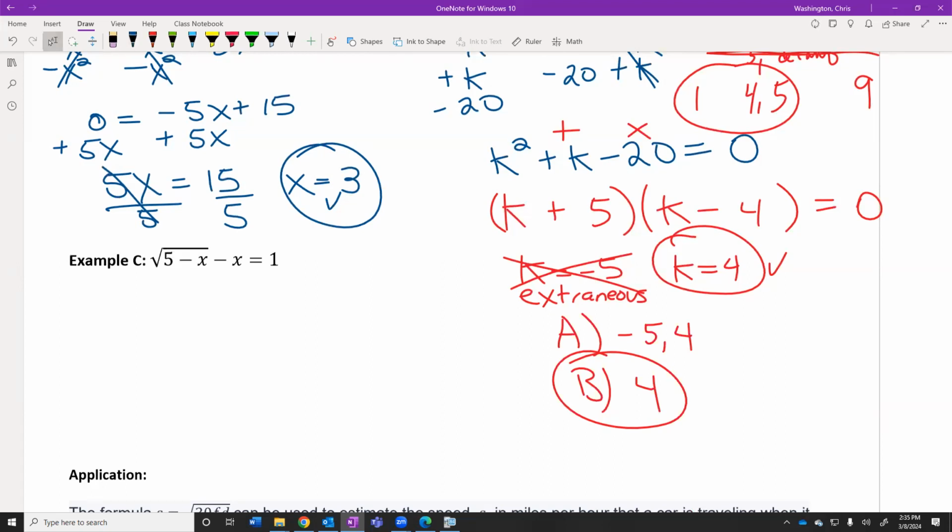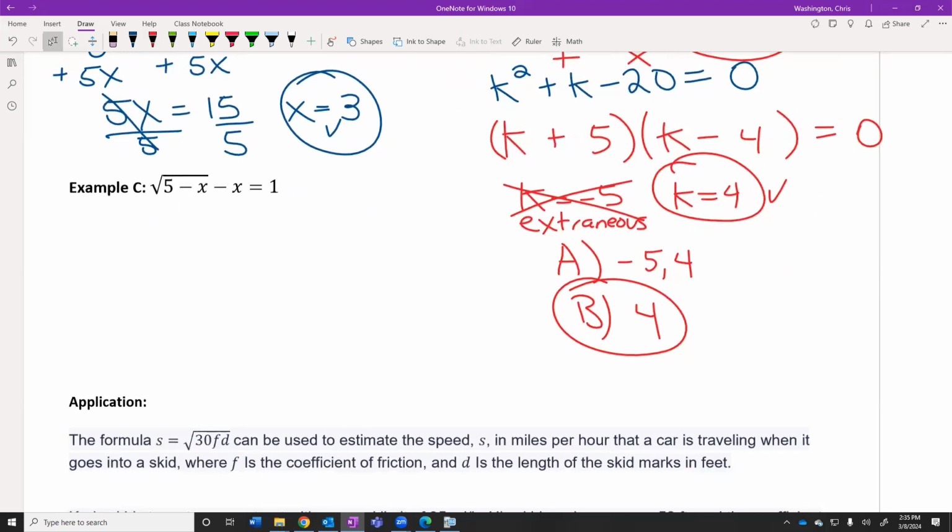All right, cool. Next example, very similar to the one we just did. But notice the negative x is not under the radical, and the radical is not by itself. So the first thing we want to do before we start trying to square both sides is get this square root over here on the left by itself, and we can do that by adding x to both sides. So we get the square root of 5 minus x equals, typically we put the x in front, but it doesn't really matter. So the square root of 5 minus x equals x plus 1.